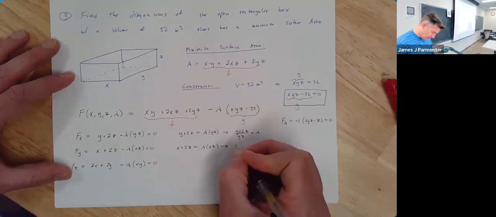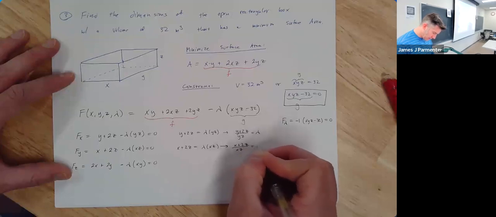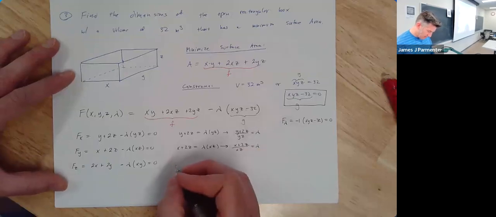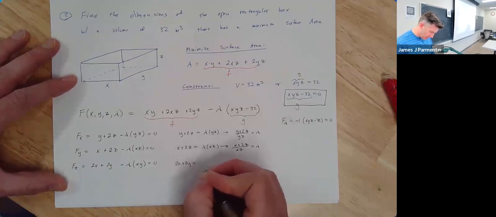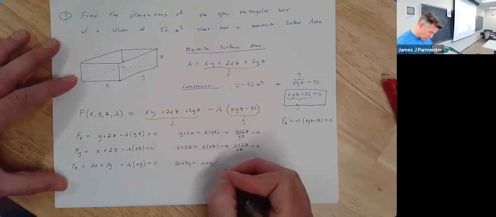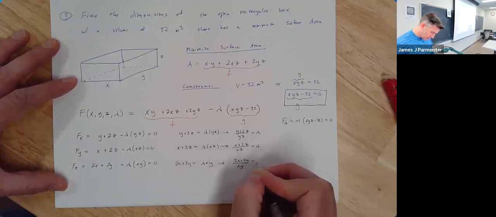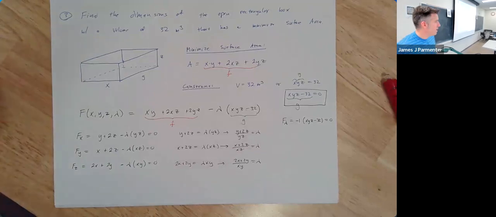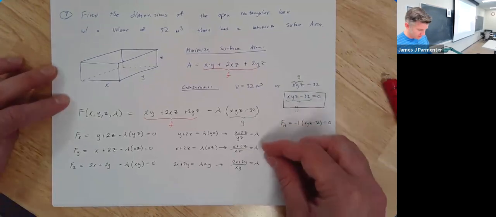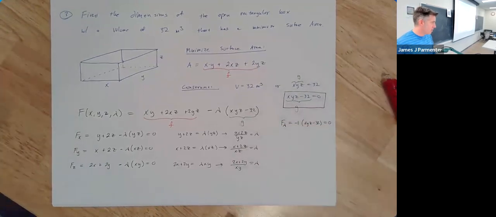So you're going to get (x + 2z)/(xz) = λ. And then finally, the one that's kind of different, we're going to get 2x + 2y = λxy. So (2x + 2y)/(xy) = λ. And then set any two equal to each other. Now, it's very typical to set the first two together and the last two together because they're next to each other. That almost always results in getting things in terms of y.